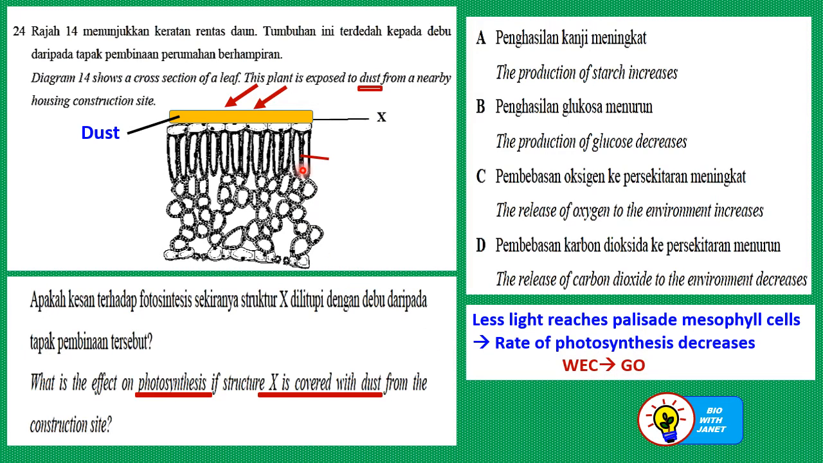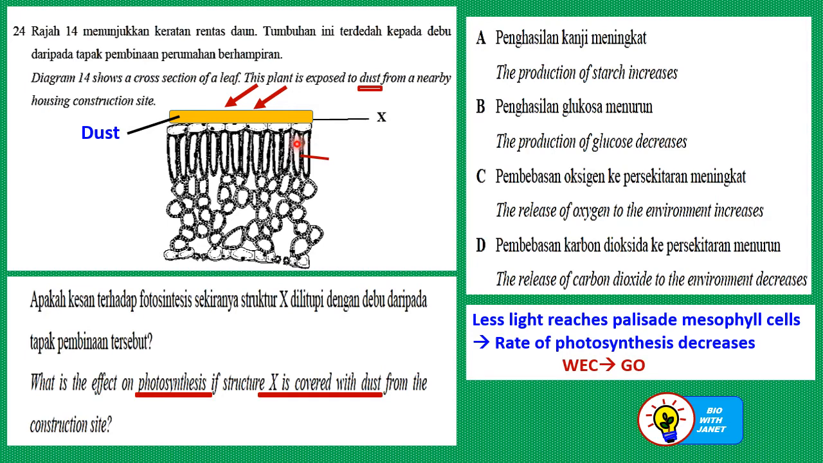So back to our question. Now we have to underline here: what is the effect on photosynthesis? Structure X is covered with dust, like this. So if the waxy cuticle and also the lower layers are already covered with dust, it will prevent something from penetrating the leaf, and that is sunlight, correct? So sunlight cannot penetrate into the leaf, and thus these cells below, now what are these cells?